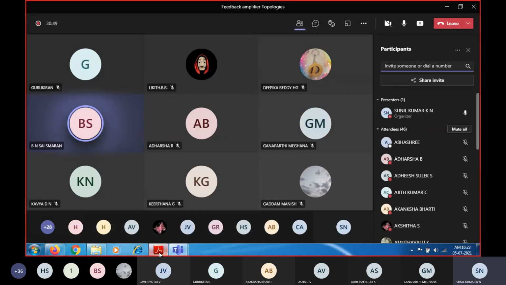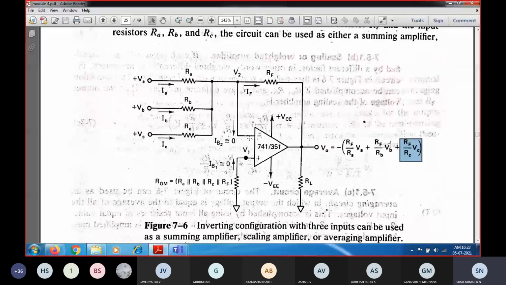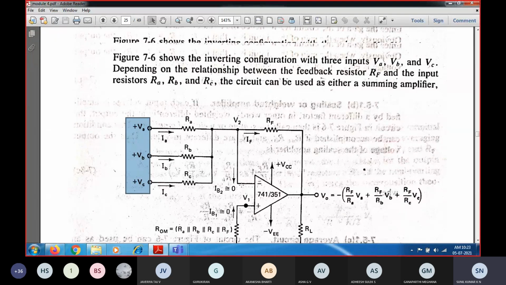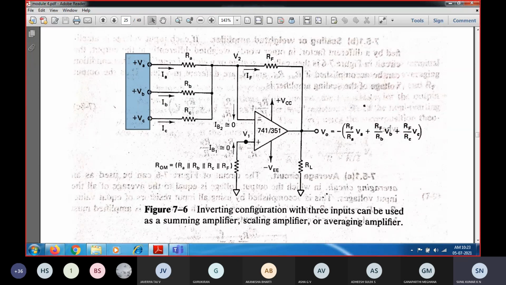Okay. So this is an inverting amplifier with three input voltage sources connected. Using the same circuit, how are we going to design a summing, scaling as well as averaging amplifier? So the three inputs can be used as a summing amplifier as well as a scaling amplifier as well as an averaging amplifier. How are we going to use this as a summer, scalar and averager?